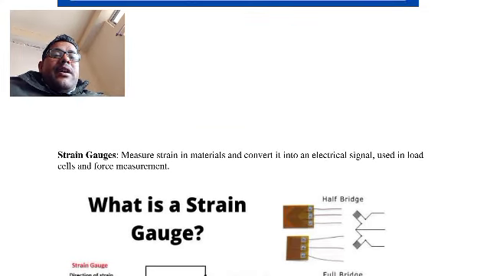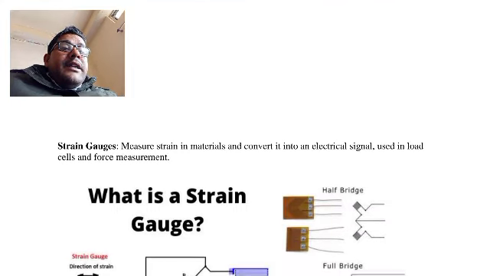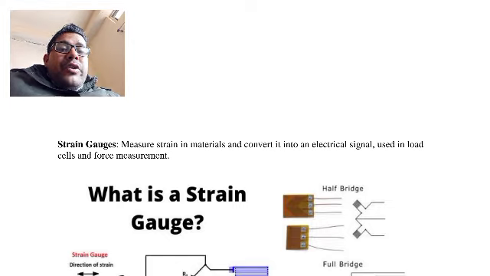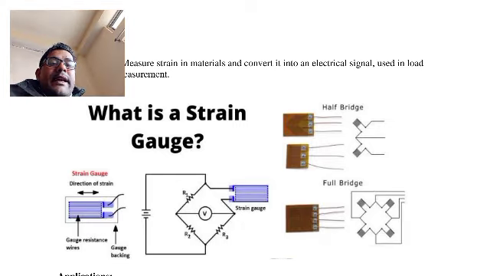Next, the strain gauge. It measures the strain in a material and converts it into an electrical signal, used in load cells or force measurement. This is the diagram of a strain gauge.